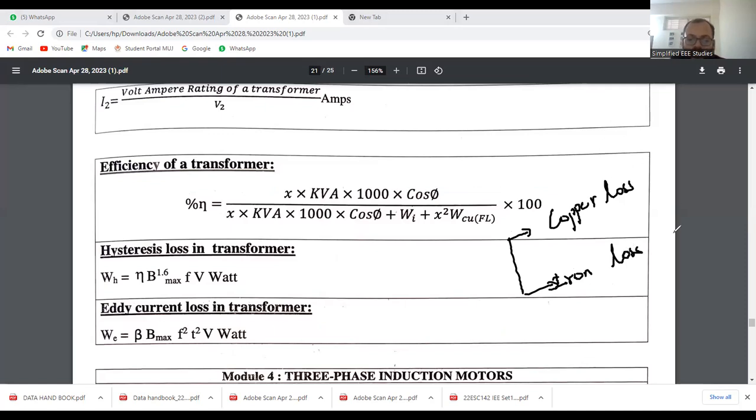Iron loss is again divided into hysteresis losses and eddy current losses. Even for copper loss, I can talk about primary side and secondary side. The formulas of hysteresis loss and eddy current loss are already given. To minimize the eddy current loss, we need to provide lamination at the core. To minimize the hysteresis loss, you need to select a silicon steel type material which has a very low hysteresis content. Like that, you can elaborate. Everything is available, but your job is to elaborate. Clear? Okay, now moving on to another question.